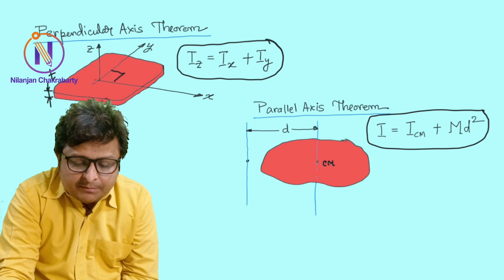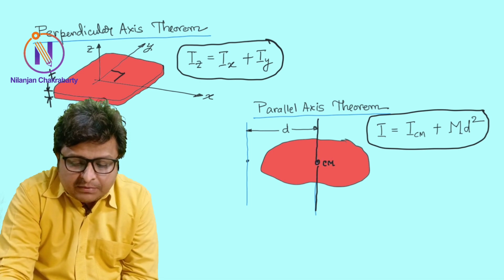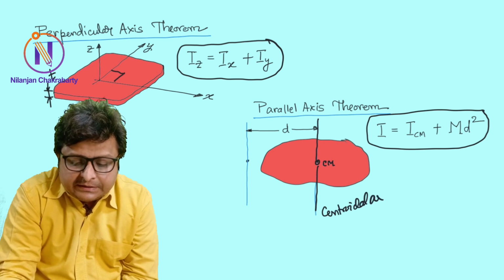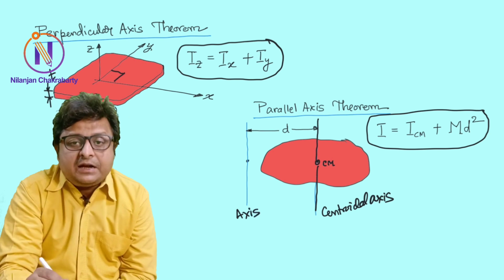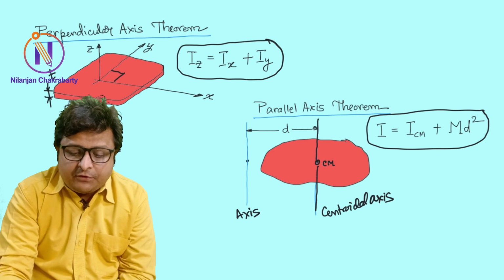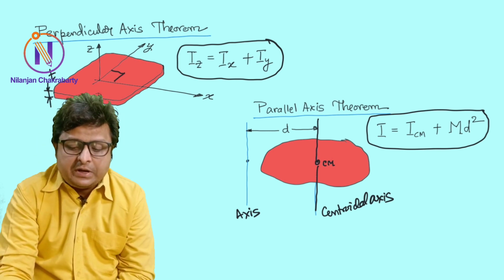So what is Icm? Consider any centroidal axis, meaning any axis passing through the center of mass, and there is one more axis parallel to this centroidal axis at a distance d from it. So you have I equal to Icm plus md squared, right?